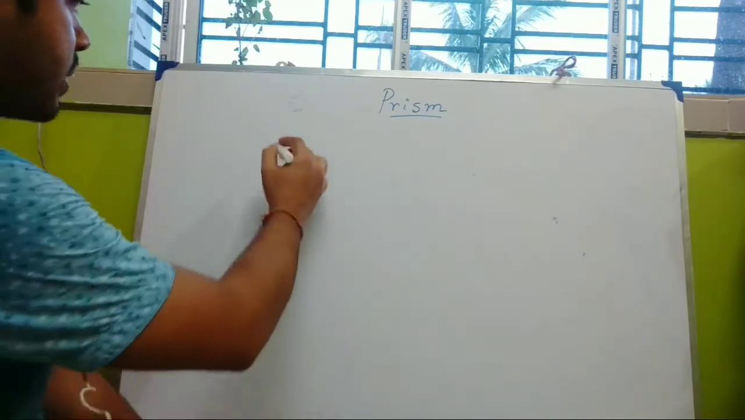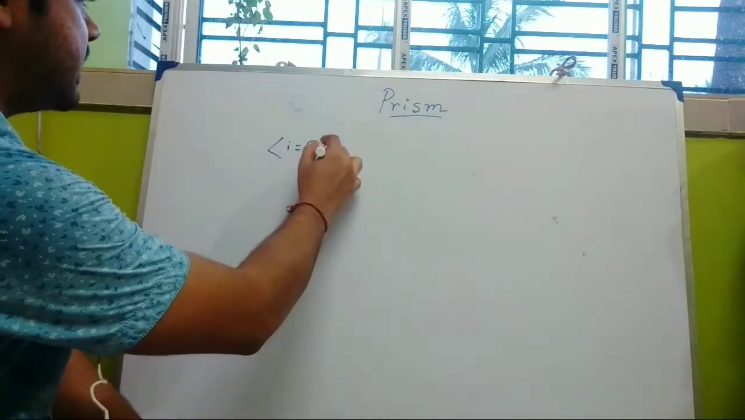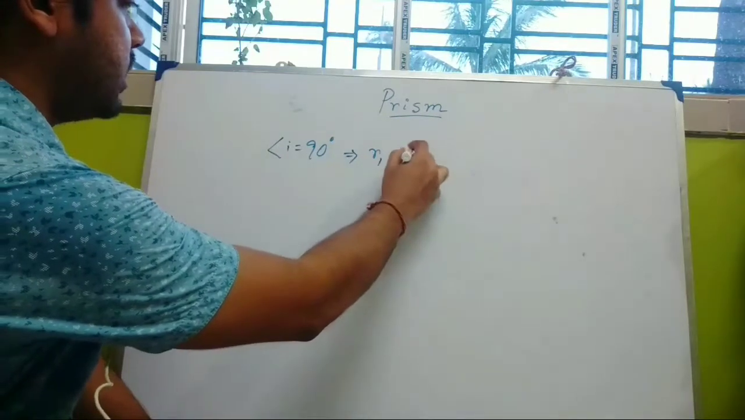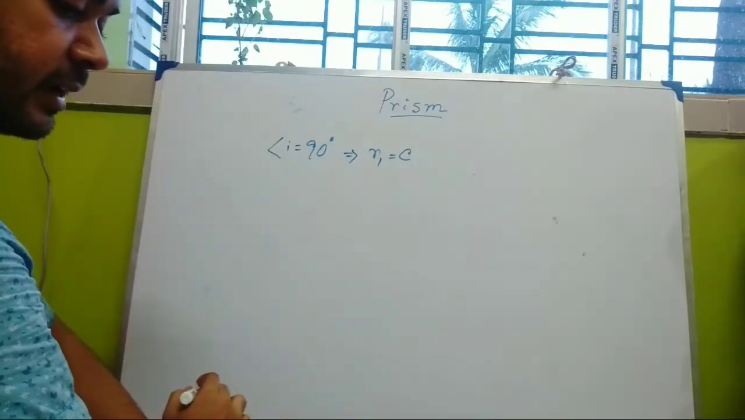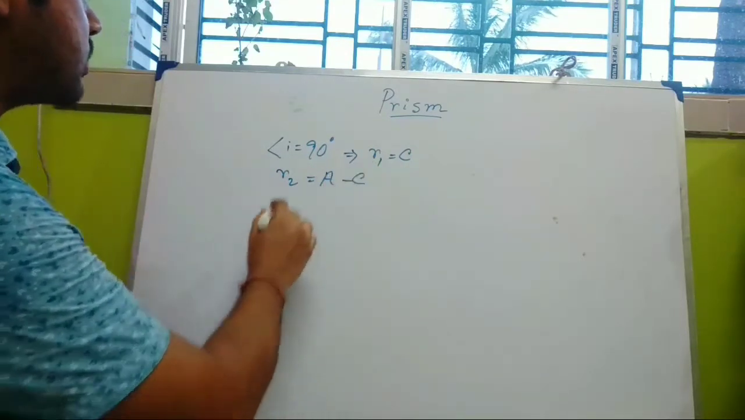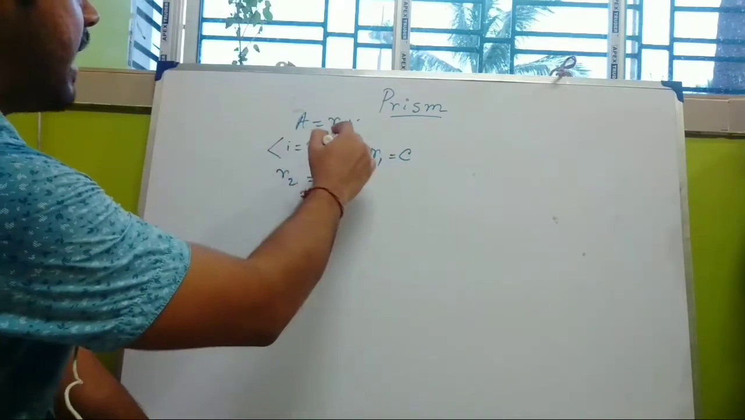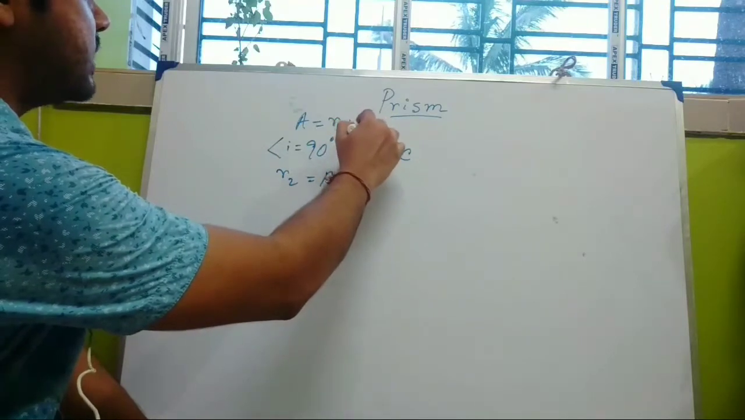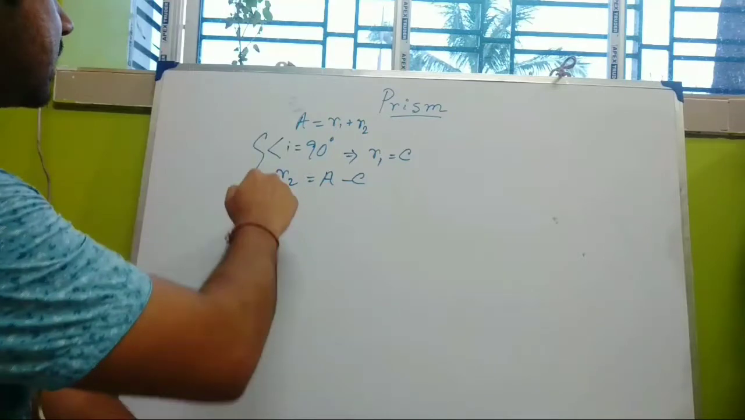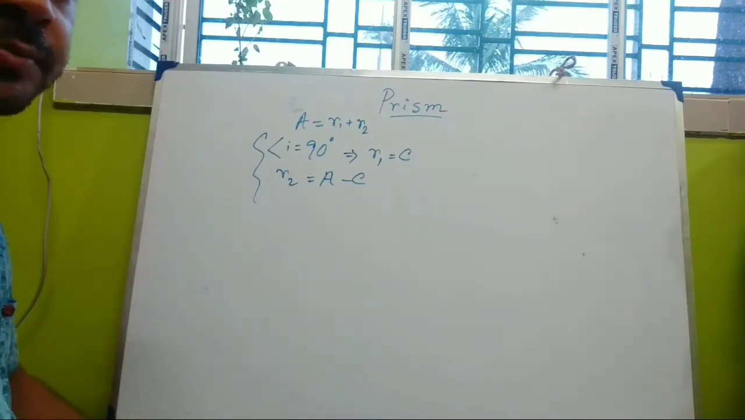Now let us see the condition for maximum deviation. For maximum deviation the conditions are: the angle of incidence must be 90 degree, which implies that R1 will be C, that is the critical angle, and R2 will be A minus C, because we know A is the angle of the prism that is equal to R1 plus R2. So these are the conditions for maximum deviation.